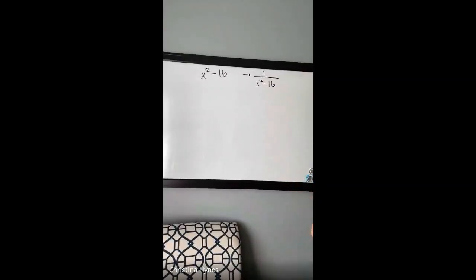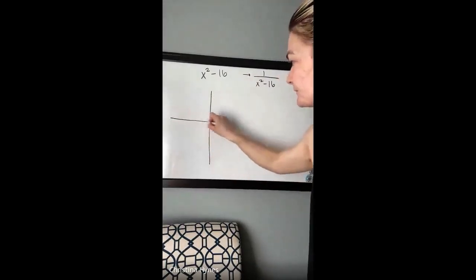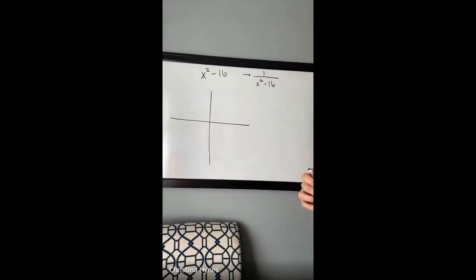What they want us to do is sketch what this looks like. To really understand this and do this properly, you need to be able to sketch this without just putting it in your graphing calculator. You need to understand what happens on the actual graph. First of all, they want us to find the intercepts. So I'm going to solve for the x-intercept and then the y-intercept.